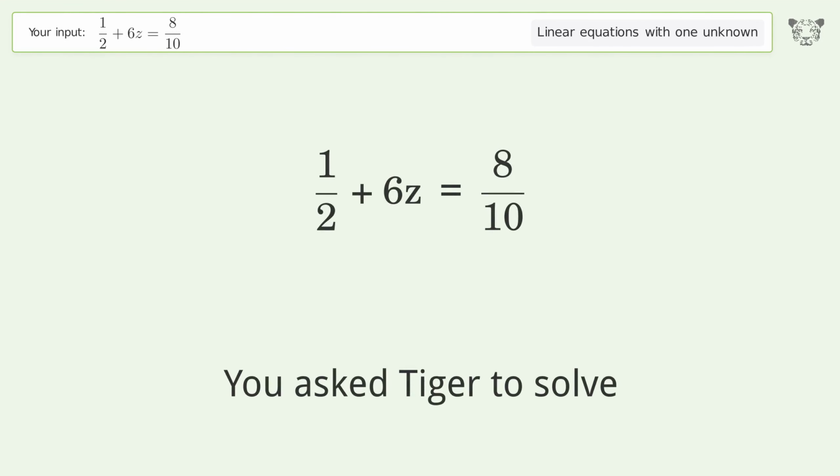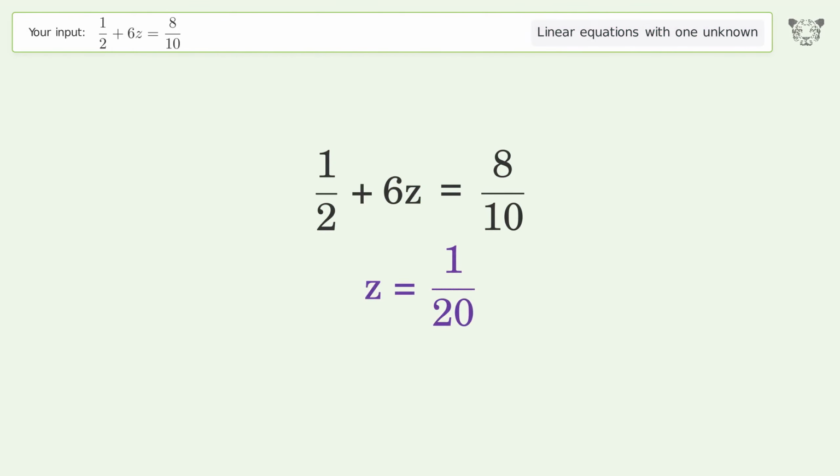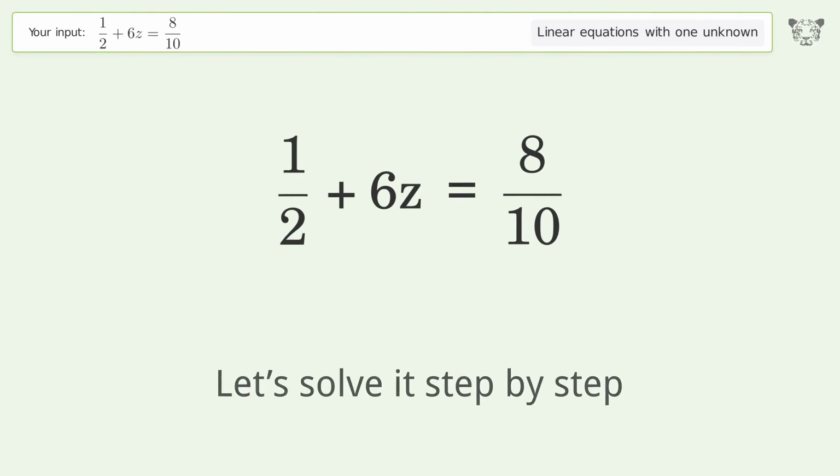You ask Tiger to solve. This deals with linear equations with one unknown. The final result is z equals 1 over 20. Let's solve it step by step.